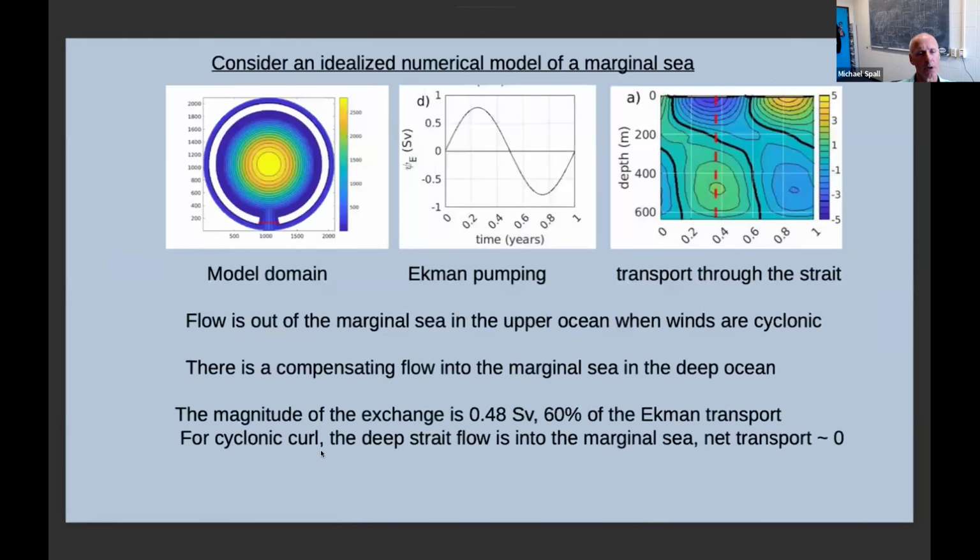Okay, now I'm going to do some idealized numerical modeling. This is my model domain. I've got circular bottom topography in the interior. There's a little strait here. This is the boundary of the marginal sea, this white. And then this funny skinny blue region out here.